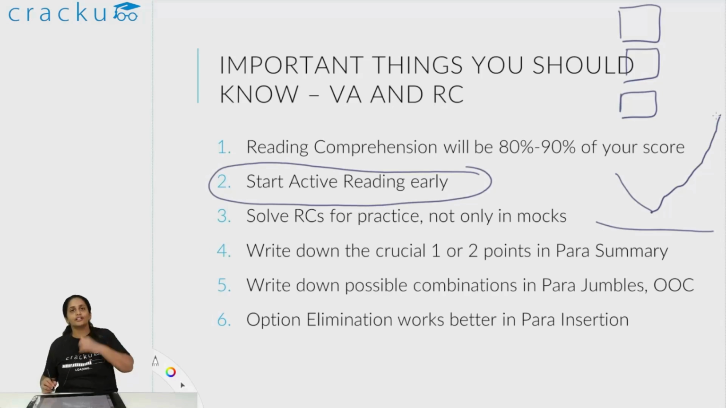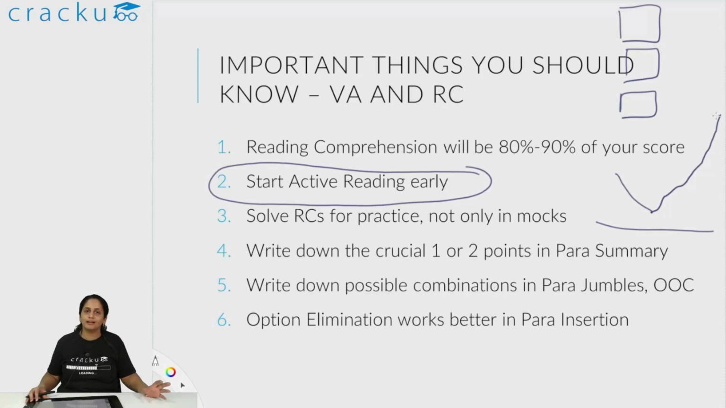After the first couple of months of doing reading comprehension or active reading, it will become second nature to you. You will not need extra time to do active reading. It is something that you will do by default. Then you will find your attempt rate go back up. But start early. You need time to get good at it. You need time to improve at it such that it does not take up too much time in the actual exam.